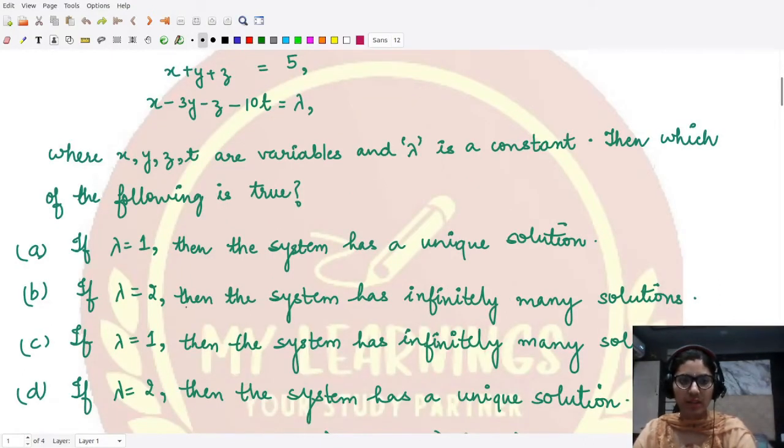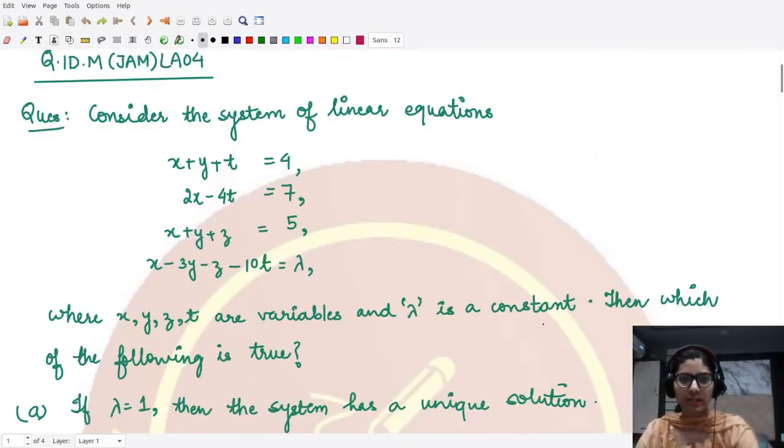So whenever lambda is 1, then the system has a unique solution or infinitely many solutions, or whether it is 2, then the system has a unique solution and infinitely many solutions. So this is the question. So how do you solve such kind of systems?